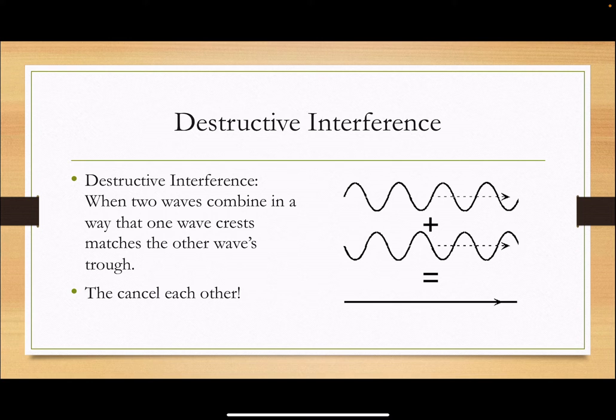Destructive interference is when the waves combine in a way that the crests match each other's troughs. You can see here, if we have a wave where the crests are matching with the troughs, they end up canceling each other out and we get no wave. And we call this destructive interference.